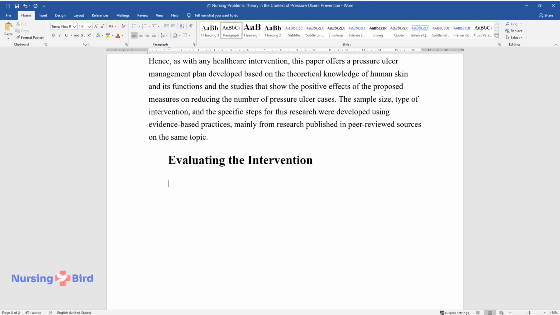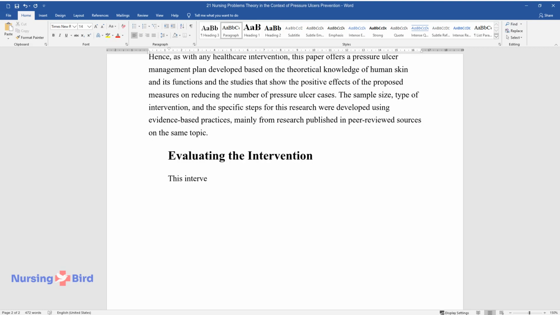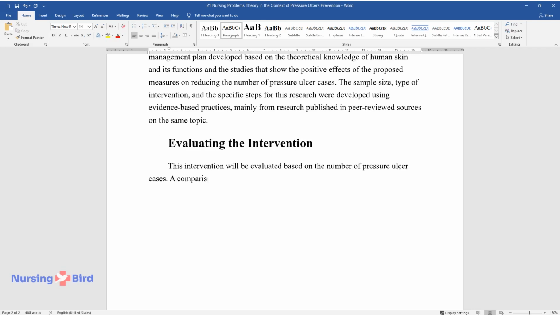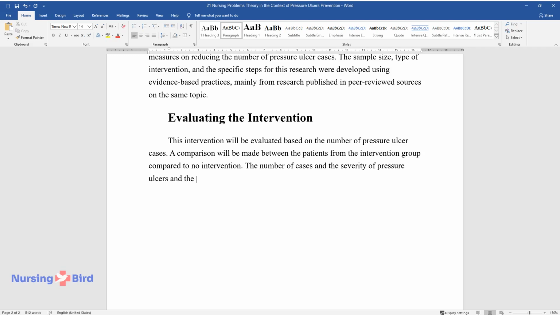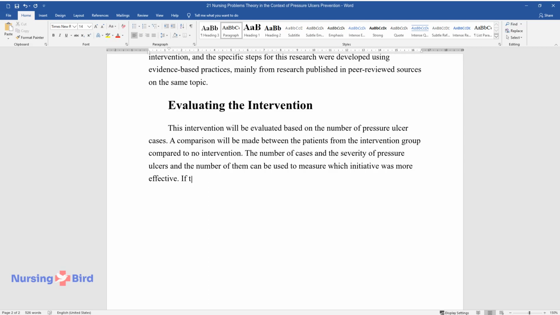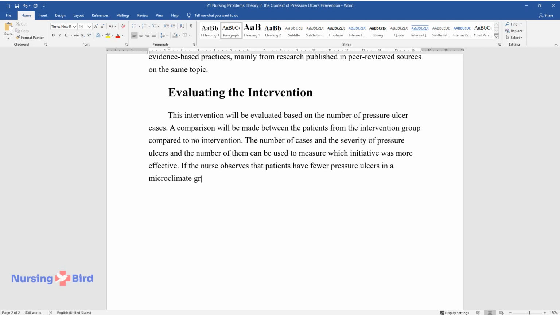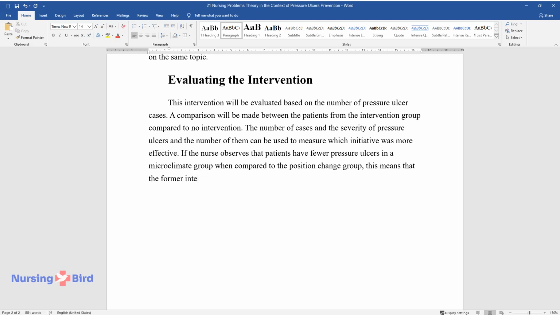Evaluating the intervention. This intervention will be evaluated based on the number of pressure ulcer cases. A comparison will be made between the patients from the intervention group compared to no intervention. The number of cases and the severity of pressure ulcers and the number of them can be used to measure which initiative was more effective. If the nurse observes that patients have fewer pressure ulcers in a microclimate group when compared to the position change group, this means that the former intervention is more effective and should be used as standard.